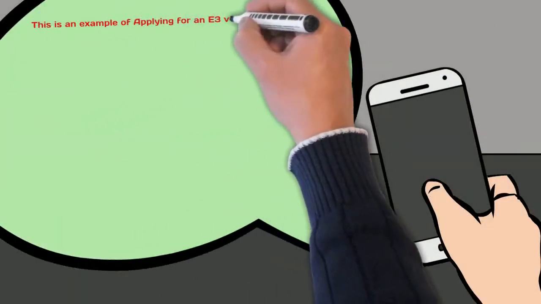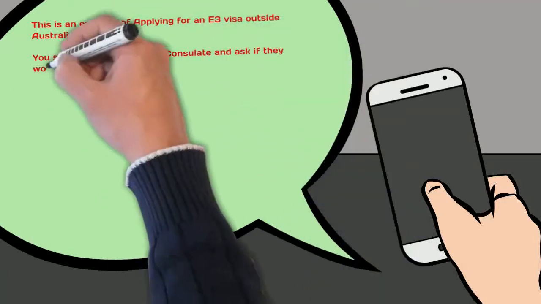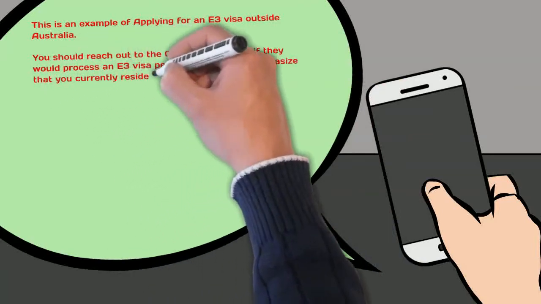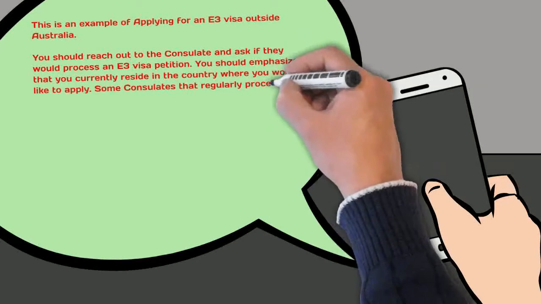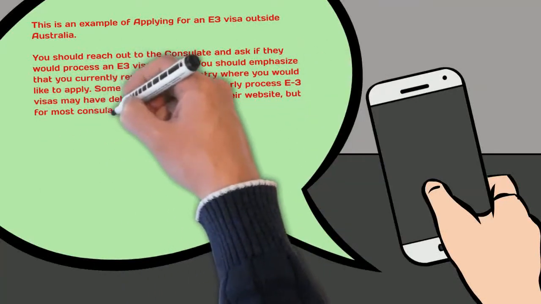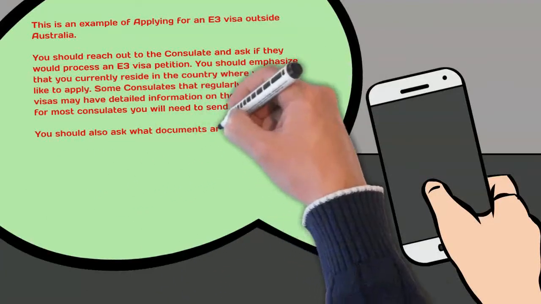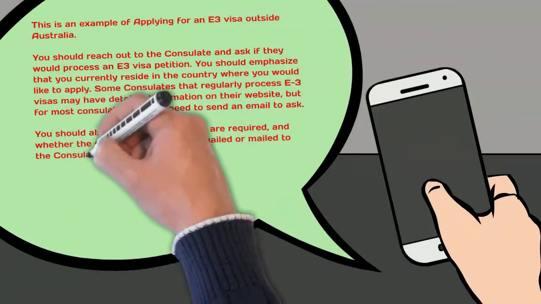You should reach out to the consulate and ask if they would process an E3 visa petition. You should emphasize that you currently reside in the country where you would like to apply. Some consulates that regularly process E3 visas may have detailed information on their website, but for most consulates you will need to send an email to ask. You should also ask what documents are required, and whether the documents should be emailed or mailed to the consulate before the interview, or whether it's sufficient to bring them to the interview.